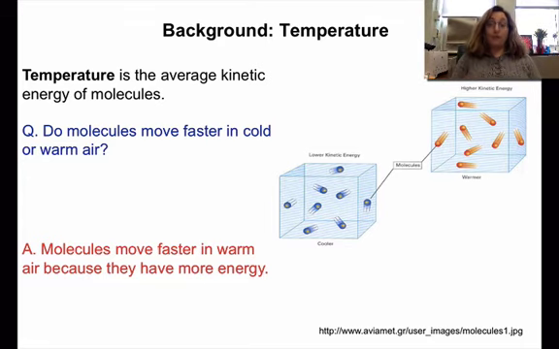For your own reference, molecules in solids are also moving. They're just fixed in position and moving a little bit. Molecules in liquids are moving. They're just moving a little bit faster. And molecules in a gas, like our air, like our atmosphere, are moving a lot. They're whizzing all over the place.